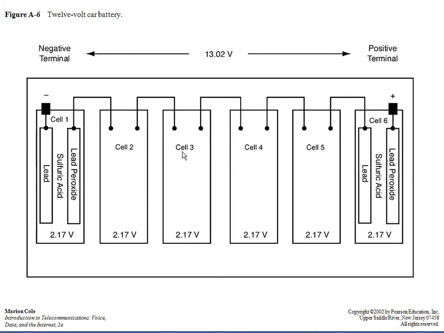By connecting them in series, it has an additive effect on the total voltage difference from the negative terminal on this end of the battery over to the plus terminal on the right side of the battery. Now, each one of these cells is roughly 2 volts, and so 6 cells at 2 volts each adds up to a total of 12 volts, and this would be a typical 12-volt car battery.